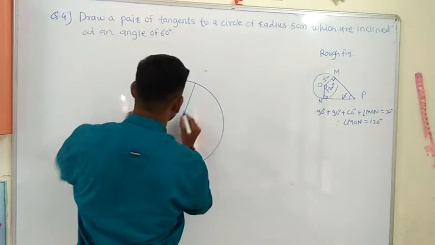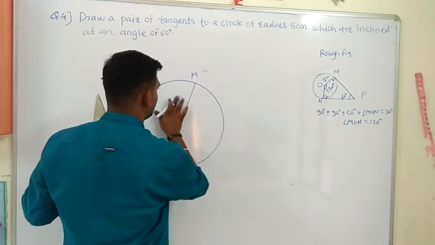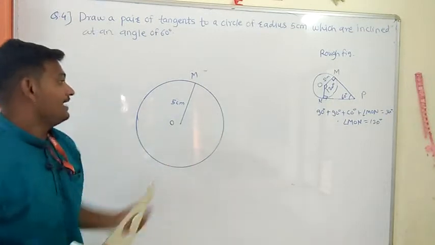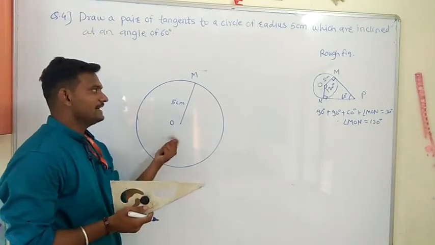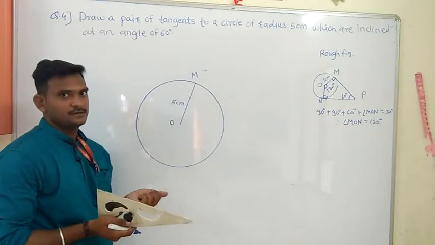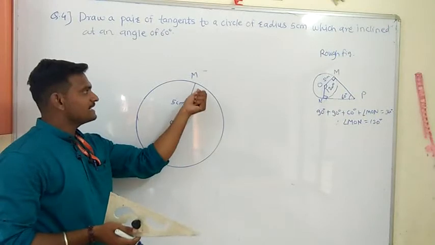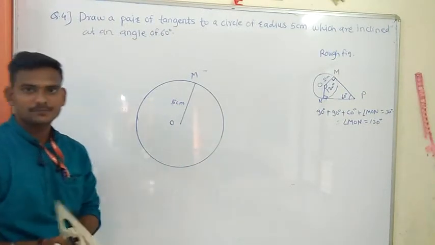Consider the radius OM is 5 centimeter. According to our rough work, we are drawing the circle. Now, after this, what we have to do? We have to draw the tangent. Before drawing the tangents, we directly can't draw a tangent. We don't know the second tangent where it touches. First tangent we will assume it will touch at a point here, and second point where it will touch.